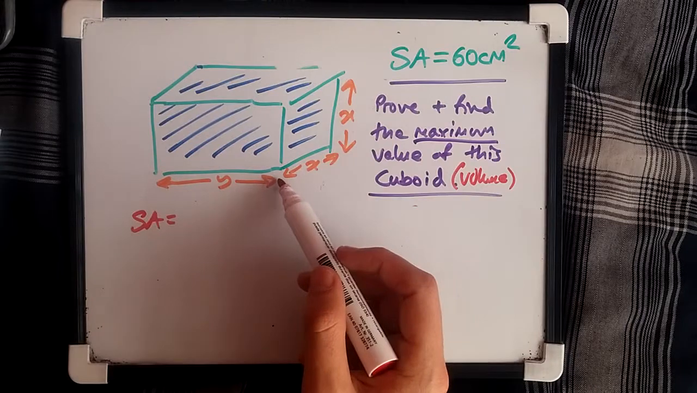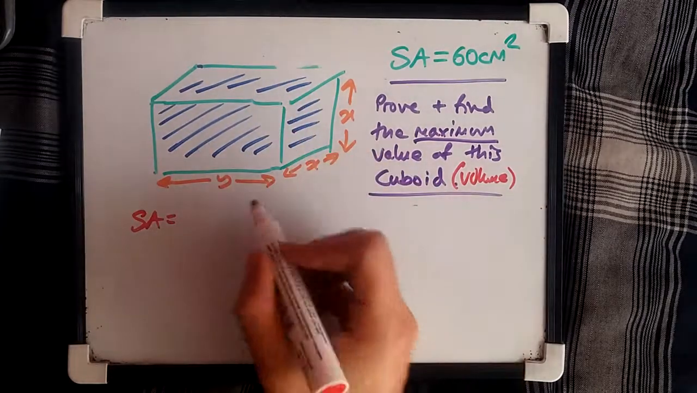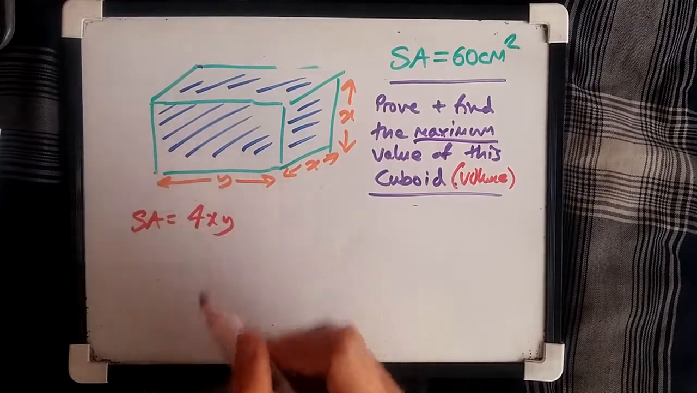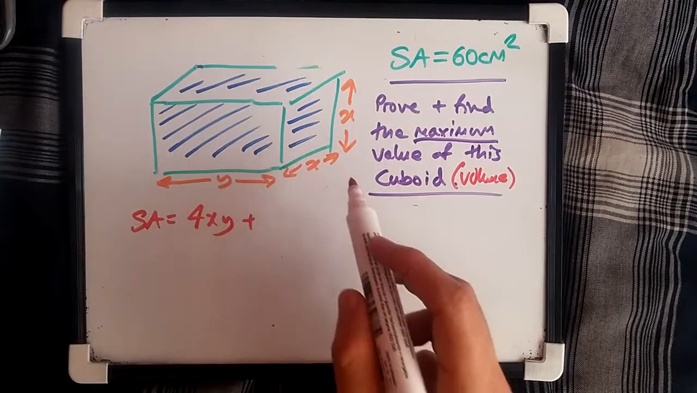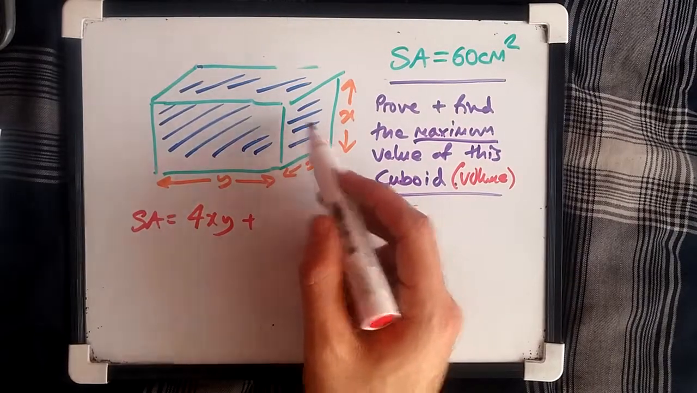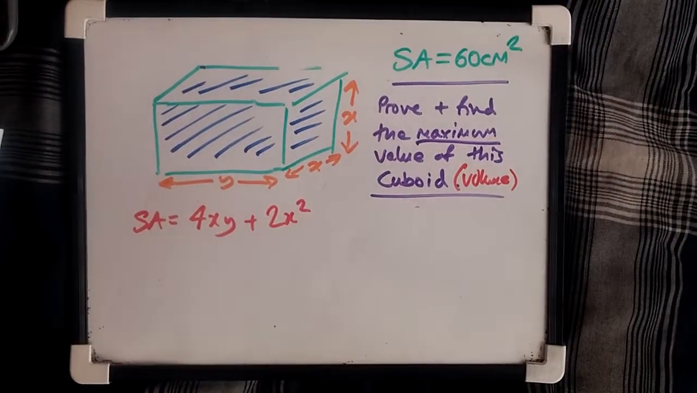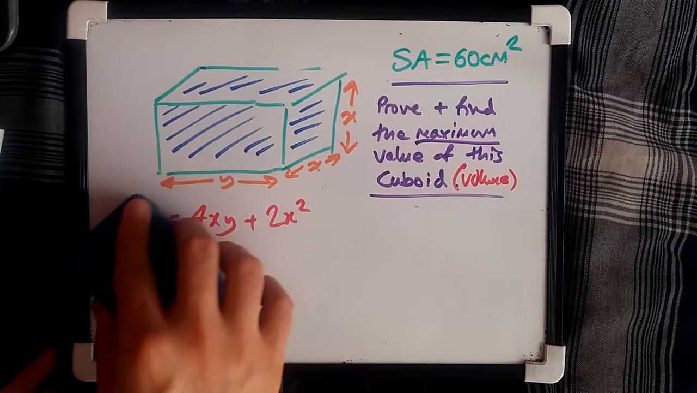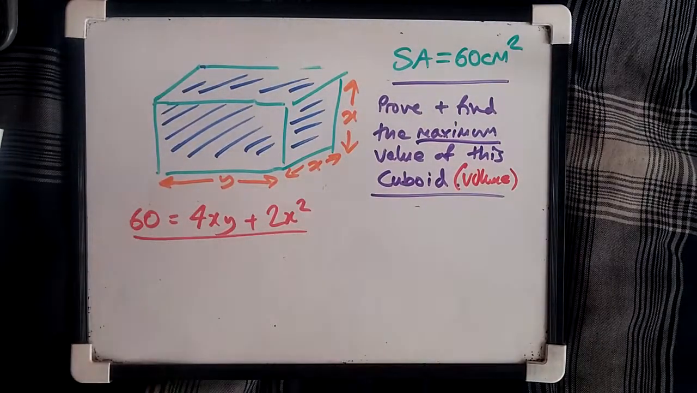We know the lengths are y and x, so x times y is xy, multiplied by 4 is 4xy. We also know there's 2 square faces with dimensions x and x. So x times x is x squared, 2 lots of it, so 2x squared. Of course, all of this equals 60 because that's the given part of it. So this would be one equation.